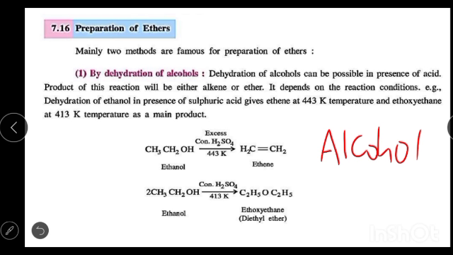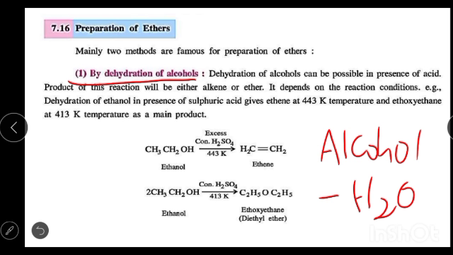So the first method is by dehydration of alcohols. What do we mean by dehydration? Dehydration is removal of H2O. Hydration is adding H2O. Dehydration means removal of H2O, that is water. So from alcohols we can prepare ethers.